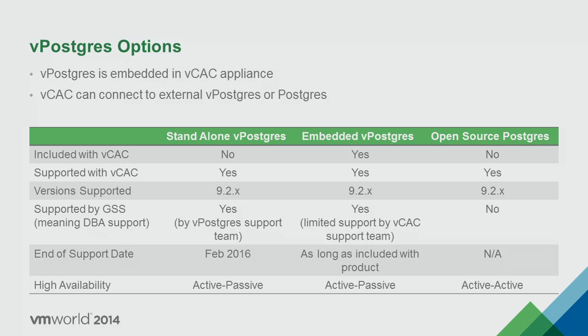And then the last option that we do have is the open Postgres, where you've got your entire open Postgres support community and third-party tools. This configuration is also supported with vCAC. However, GSS would not be providing any type of DBA support. So if you had a backup question or a failover question, or how do I do this, you're going to be limited to the open source community versus coming to VMware for support in that configuration. From a support date, that doesn't really apply here. However, there are tools to set up an active-active configuration, again, if you decided to use open source Postgres.